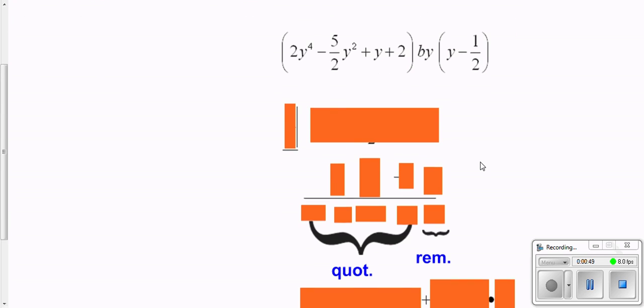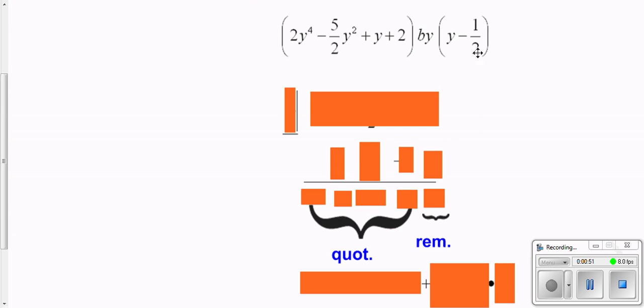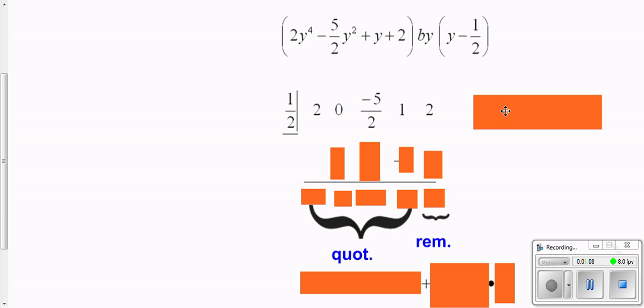Now we can actually go ahead and use synthetic division. Remember, we've got to take the opposite of this and plug it in here. And then we got to take our numbers, our coefficients from here and put them in. We have a 2. Oh, we're missing the cube, so you got to put in a 0 as a placeholder, our negative 5 halves, our 1, and our 2.